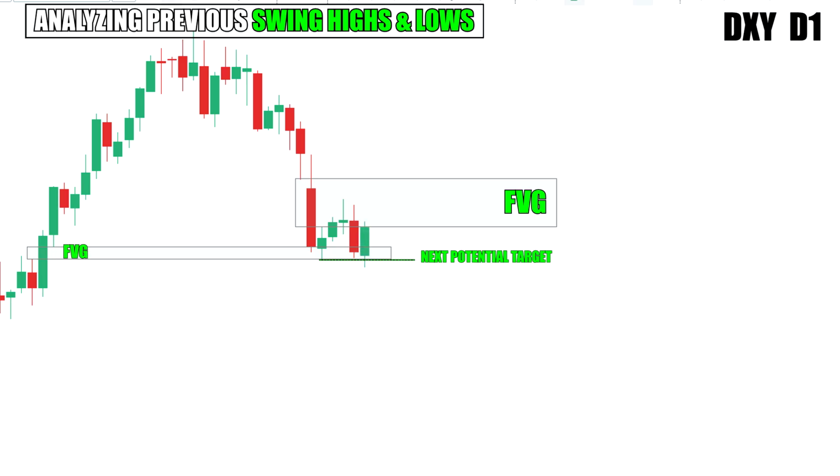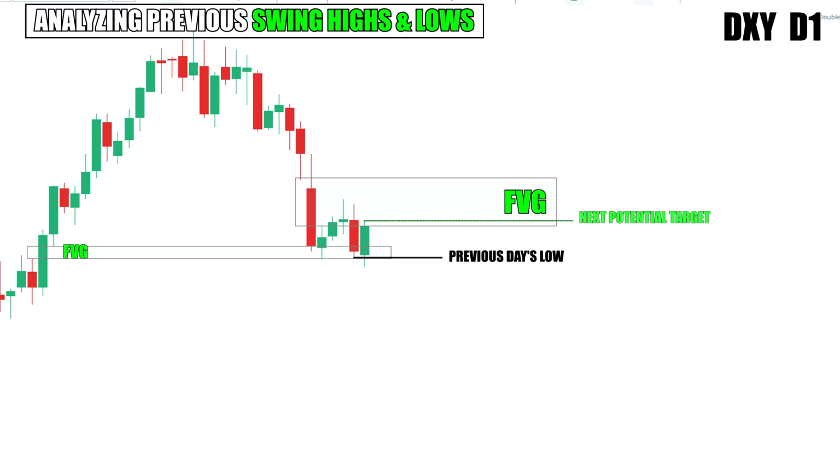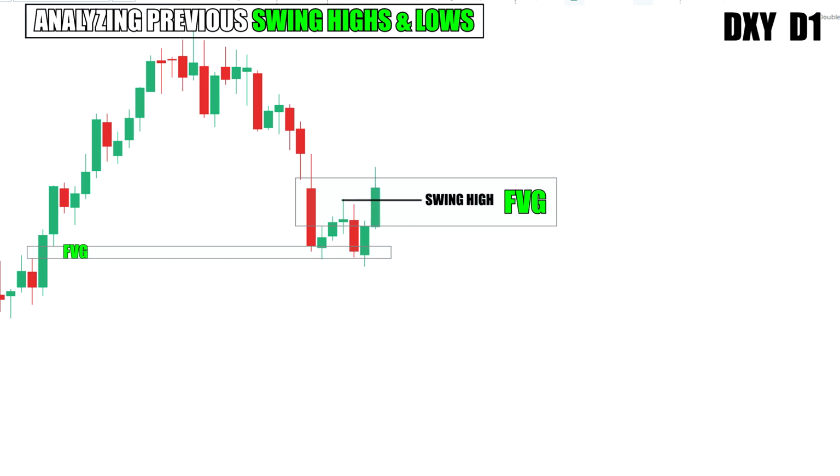In the following session, price does push down into the area of interest, specifically into the fair value gap. But notice how it failed to close beyond the day's range and instead pulls back inside. That gives me reason to anticipate a move upward, either toward the previous day's high or, looking more broadly, toward a near high. Eventually, price closes above that swing high.